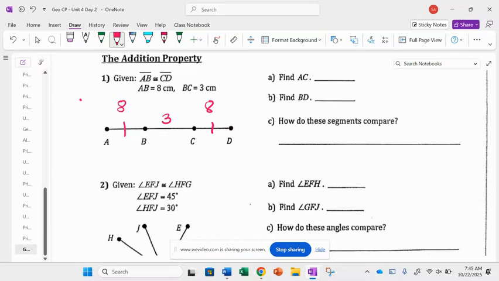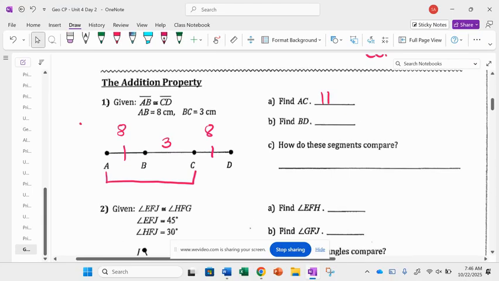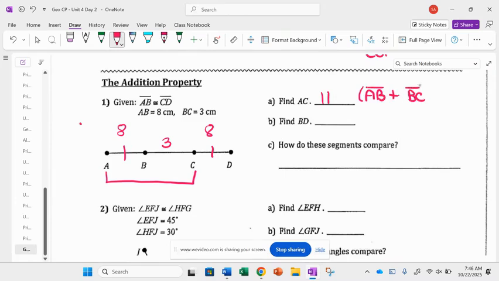So we want to find the length of AC. Can somebody tell me how long is AC? Noah? 11. Find AC. AC is 11. Can somebody tell me what did we add to get AC? 8 and 3. Can somebody else tell me the segments that we added to get AC? Jack? AB and BC. You got it. We added AB plus BC.